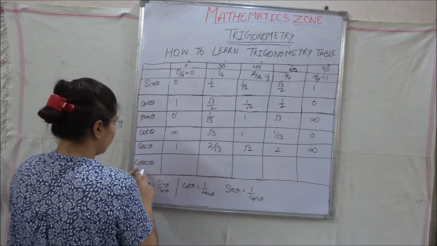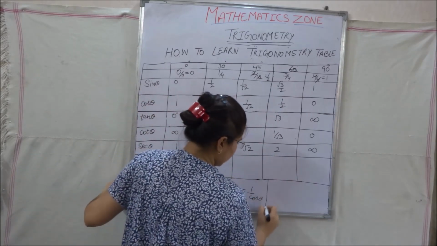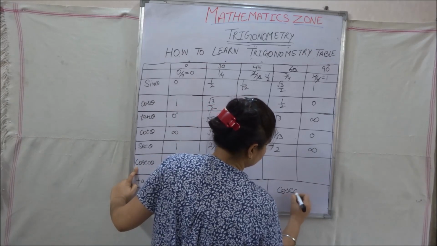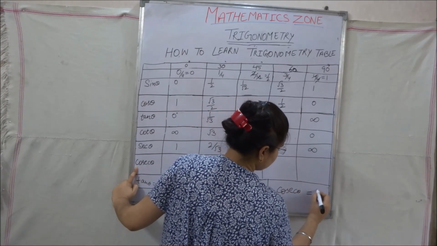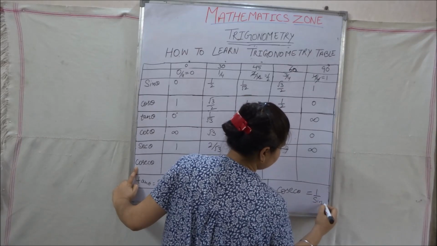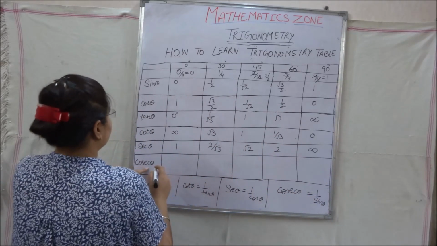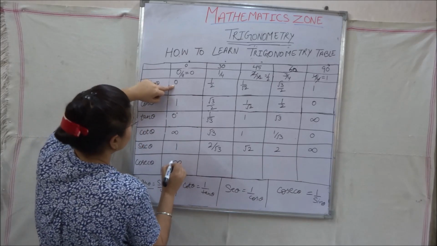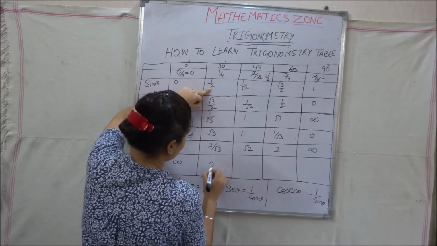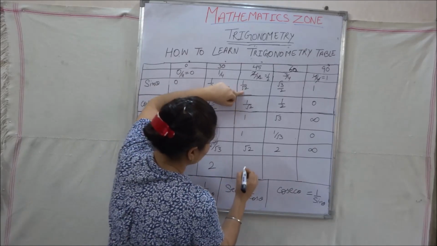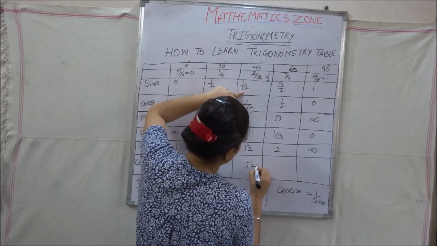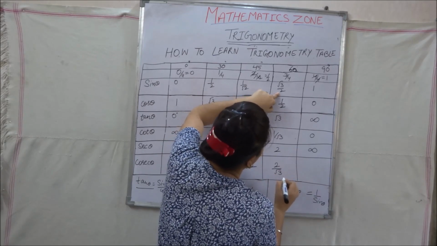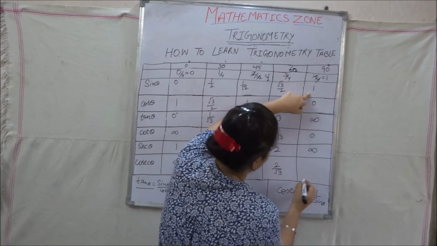In a similar manner, cosecant theta is the reciprocal of sin theta. So cosecant theta is reciprocal of sin theta. 1 upon 0, not defined. 1 upon 1 by 2 is 2. 1 upon 1 by root 2 is root 2. 2 upon root 3. Reciprocal of 1 is 1.